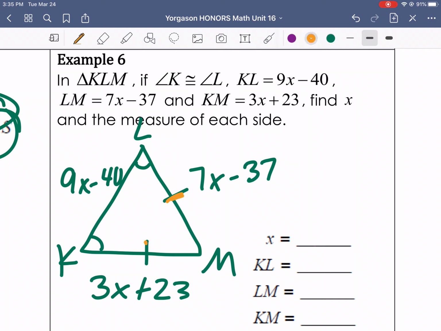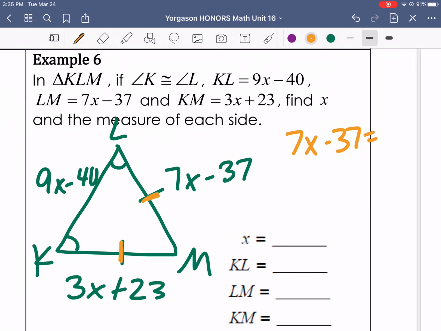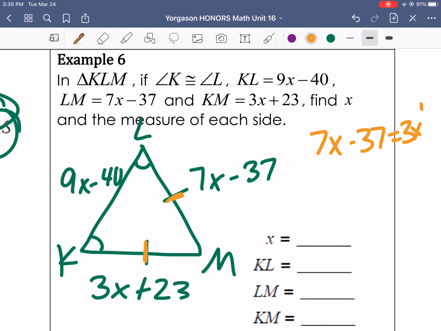Since we have this congruency marking, we know that those two sides are equal to each other. So we could say 7x minus 37 equals 3x plus 23. Sorry, that's supposed to be 3. And then we could solve and we would find that x equals 15. Then as you plug it in, you can find the measure of all the other sides. So will you take a second and do that? Pause the video and do it, and then check and see if you got the same answer as me.